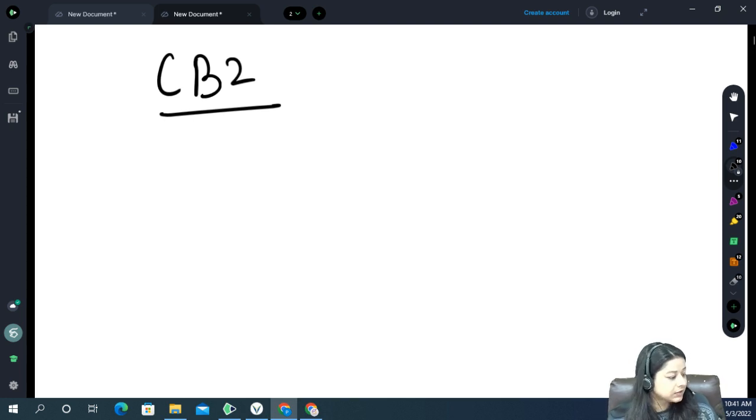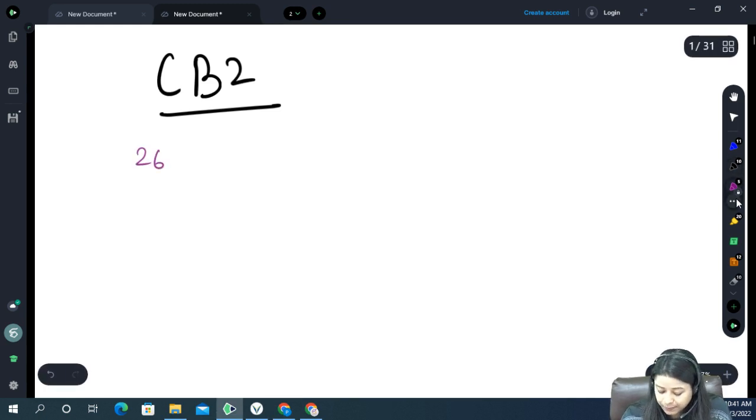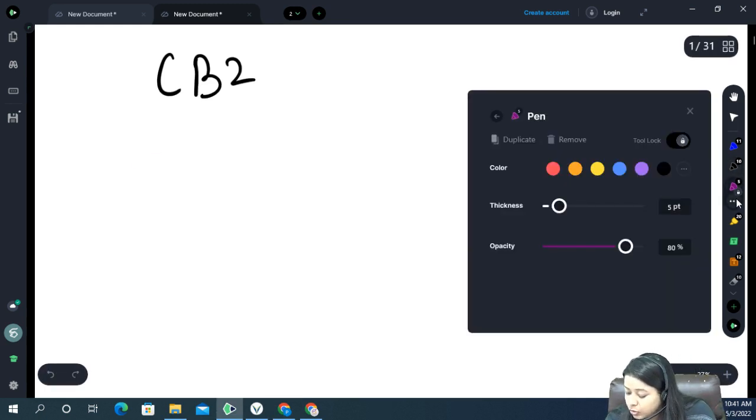So first let us understand the structure, the paper pattern. You don't have to write anything. You just have to see what I'm doing.